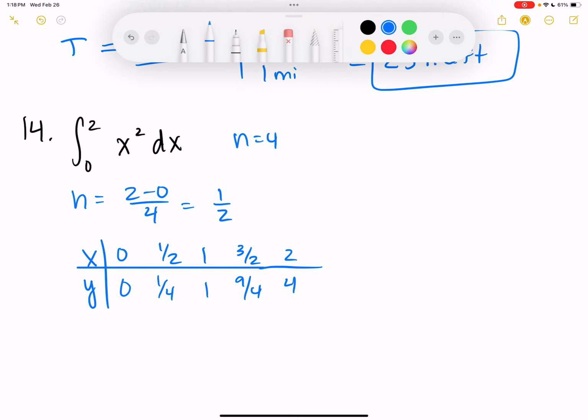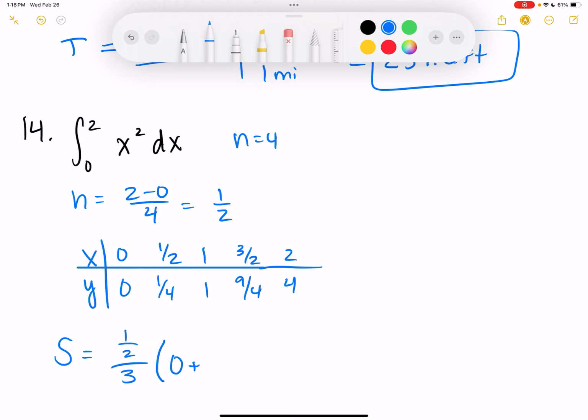All right, so Simpson's rule is h over 3. So S equals 1/2 divided by 3 times the first number, which is 0 in this case, plus 4 times the next number, plus 2 times the number after that, plus 4 times the number after that. And those keep alternating in those middle terms. But the last one is always just whatever the final number is.